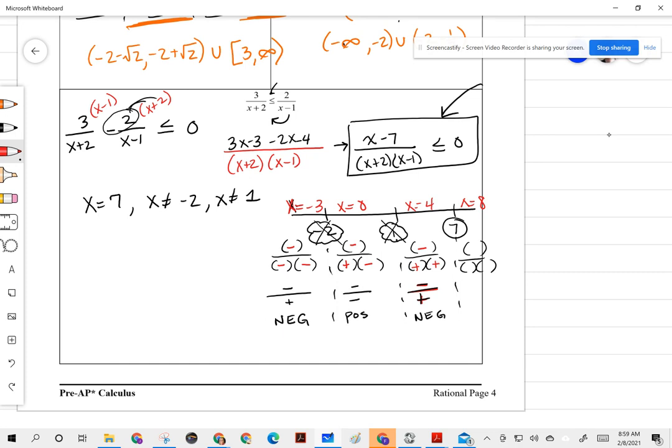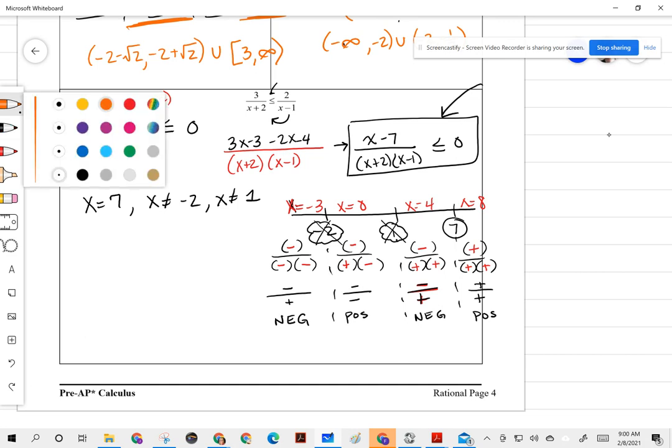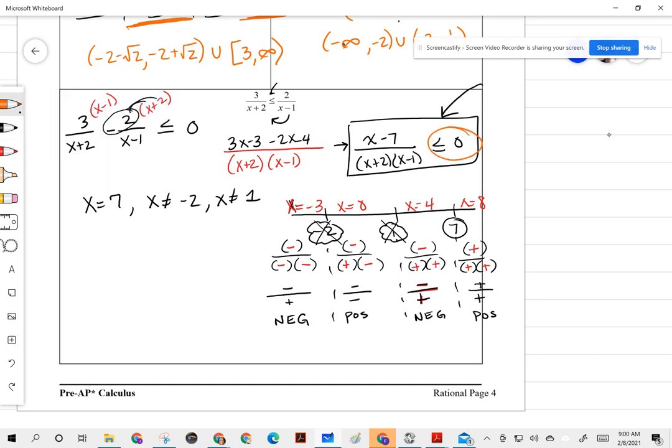And then 8. So we've got 8 minus 7 is finally positive. 8 plus 2, 8 minus 1. So what we have is a positive over a positive, which gives us that positive. Now, remember, go back and answer the question. Where is the function less than or equal to 0? So where is it negative? So it's negative here and here, also including 0.